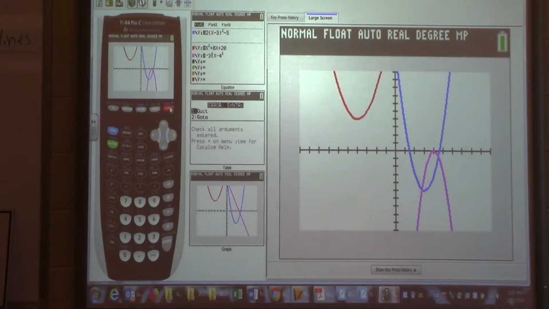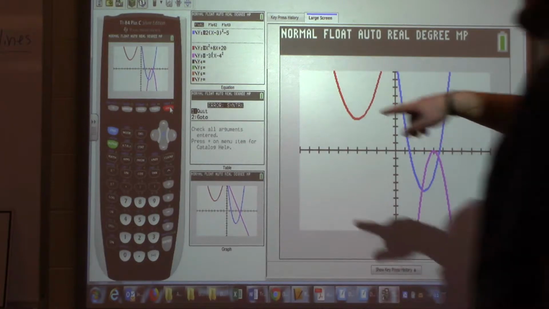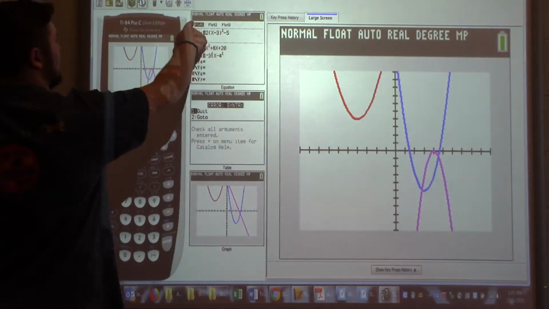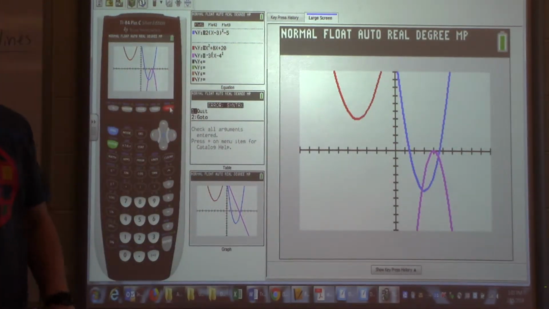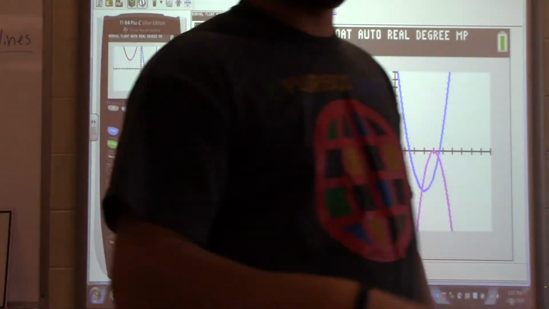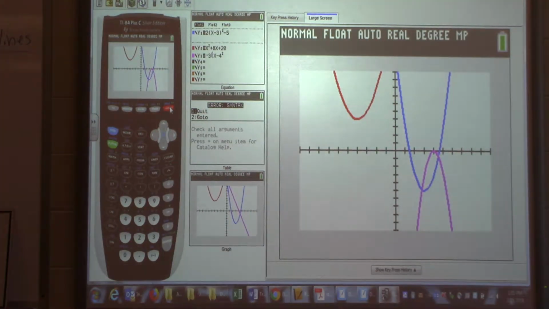Yeah. So guys, you might have to turn your stat plot off. When you're in y equals, if you have plot 1 highlighted and you have stuff in there, it's going to give you an error. So just turn that off. Go up there, hit enter on it. Alright, I put all 3 of mine on here at once.